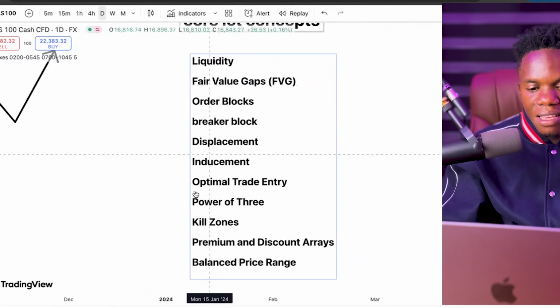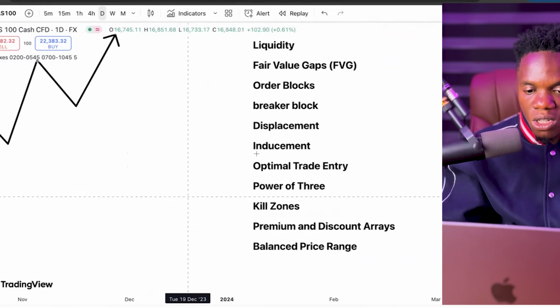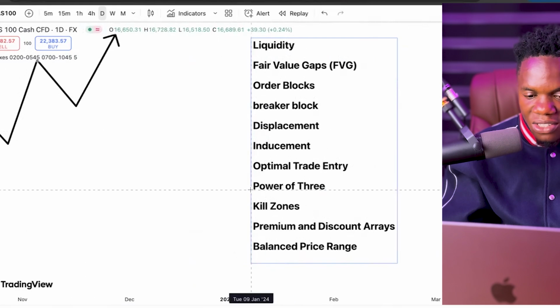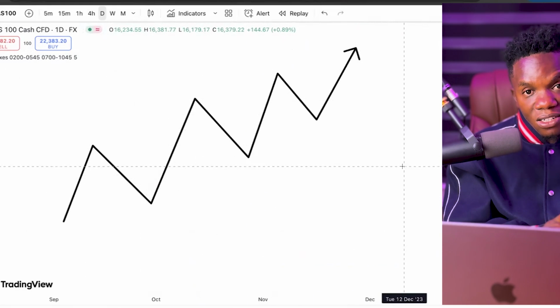Every other concept that are here, they just have one goal. They are just built under one thing, which is entry. So most of all these things are used for entry. Order block, breaker block, inducement, optimal trade entry. Most of them are used for entry. So market structure has just two things, direction and entry.